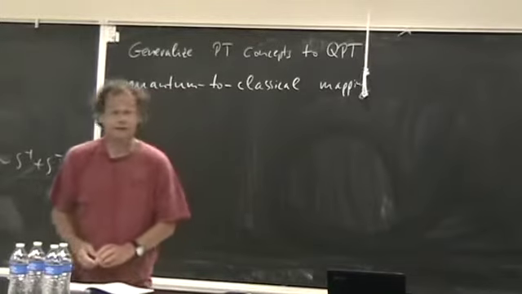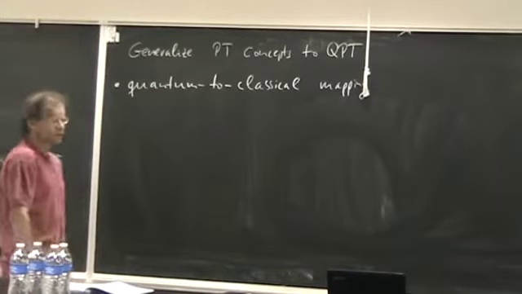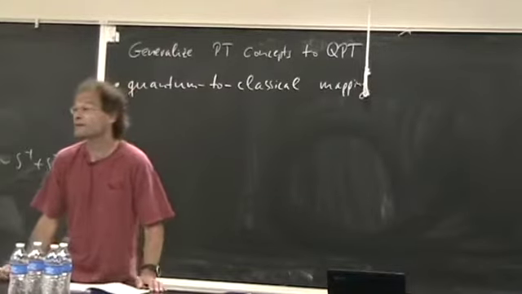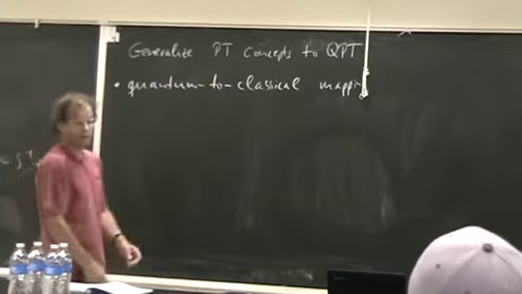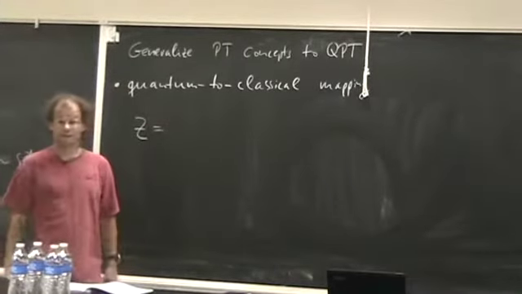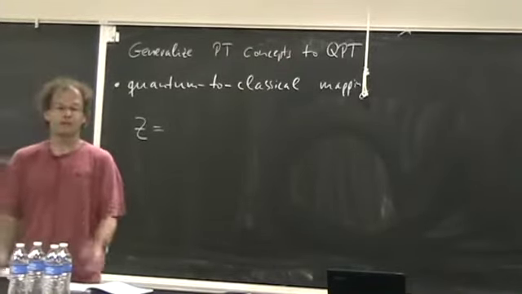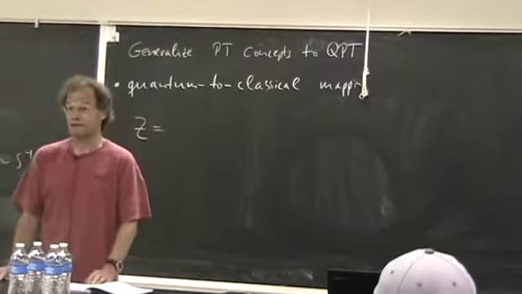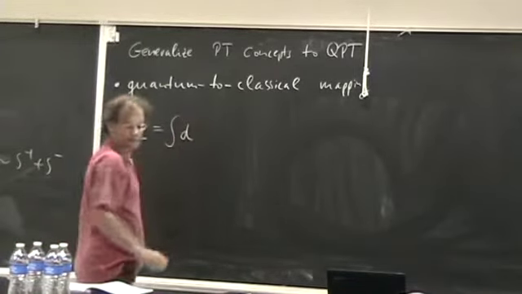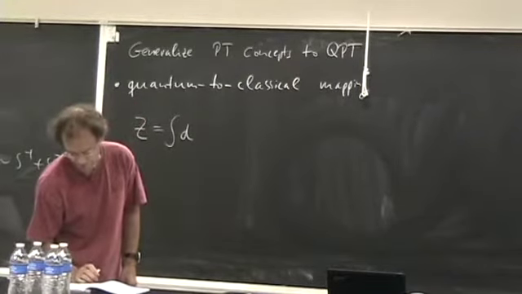Okay, so in order to understand how this quantum to classical mapping works, let's first look at the partition function of a classical system. Of course you know how to do this. The partition function of a classical system is, in general terms, given by a phase space integral, right?